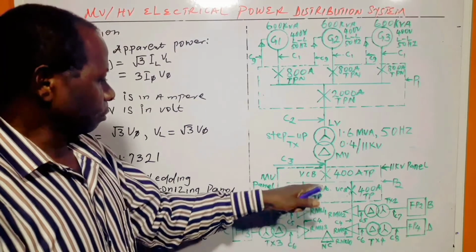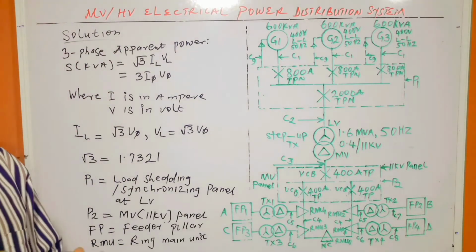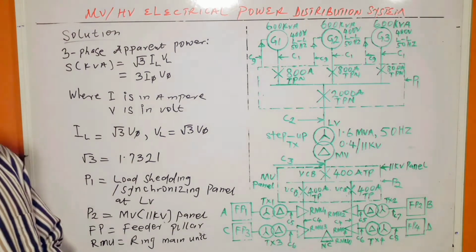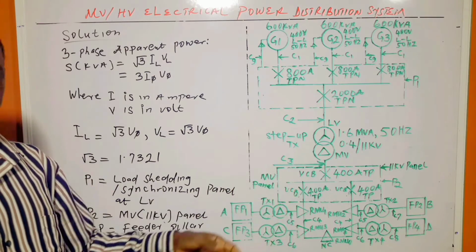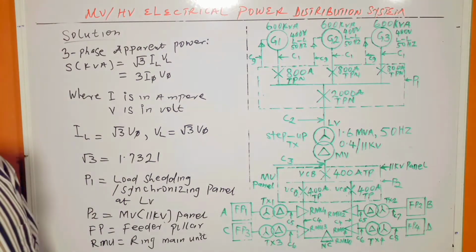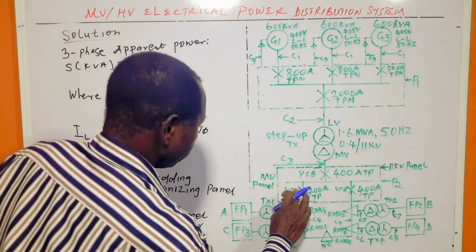The three of them, this, and this, they are all vacuum circuit breakers. Vacuum, because the extinguishing medium inside is vacuum. So that's why it is called a vacuum circuit breaker. Alright?